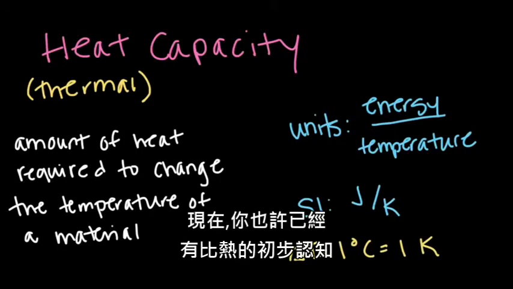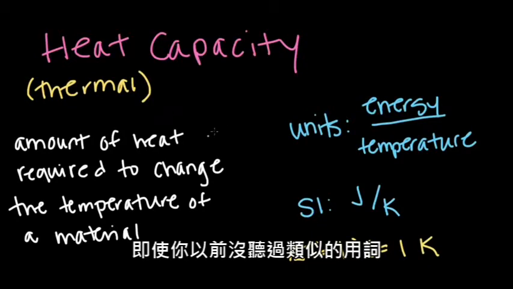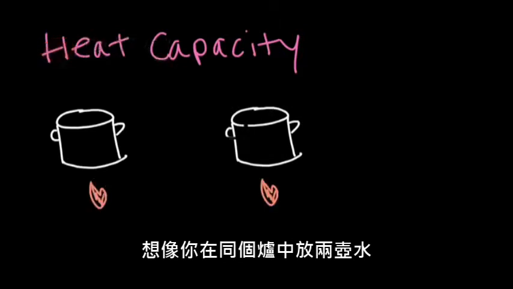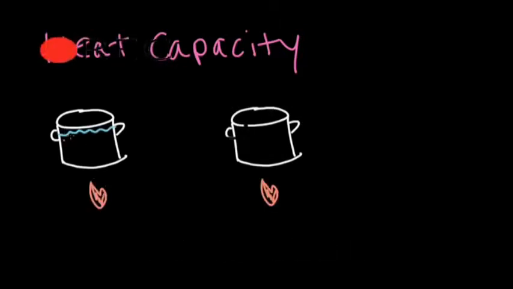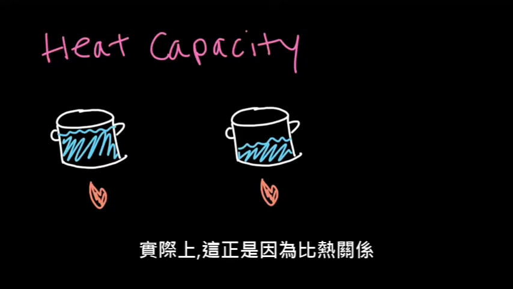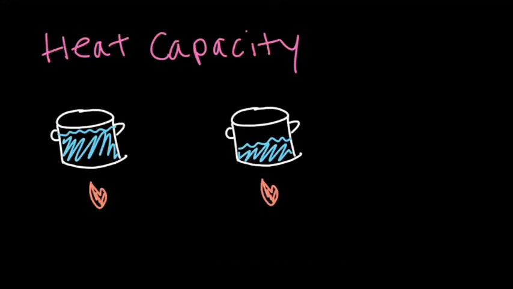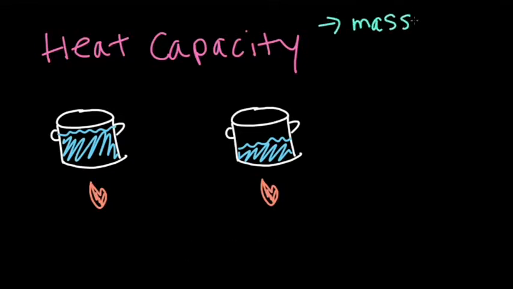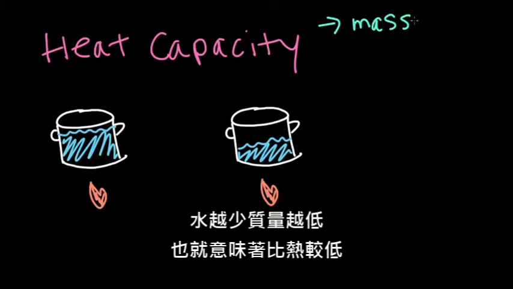Now, you probably already have an intuitive understanding of heat capacity, even if you haven't heard it phrased exactly like this before. Imagine you have two pots of water over the same burner, but one of the pots is full of water and the other is only about half full. You would probably expect the one with less water in it to boil faster, and this is actually because of heat capacity. The pot with the less water in it has a lower heat capacity, and this is because one of the things that heat capacity depends on is the mass of the object or system. Less water is less mass is a lower heat capacity.